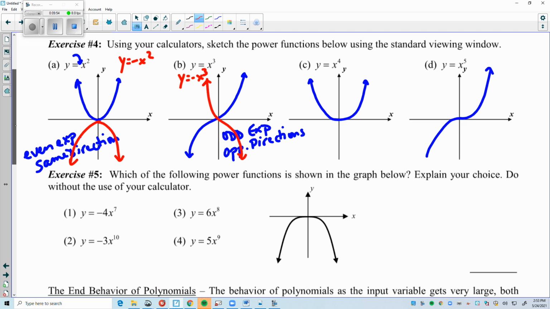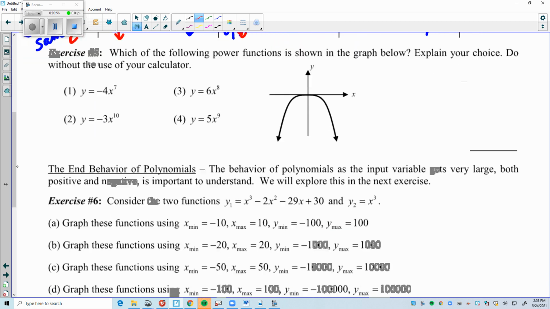So with that in mind, and taking a look at number 5, it says, which of the following power functions is shown in the graph below? I know it's pointing in the same direction, which means I can eliminate choice number 1 and choice number 4 because they both have odd exponents. So I'm looking at choice 2 and choice 3, and I see they both have even exponents. Now the next thing you want to do is check out that a term. Because it's pointing down, I know it has to have a negative coefficient. So choice 3 would be our answer here.